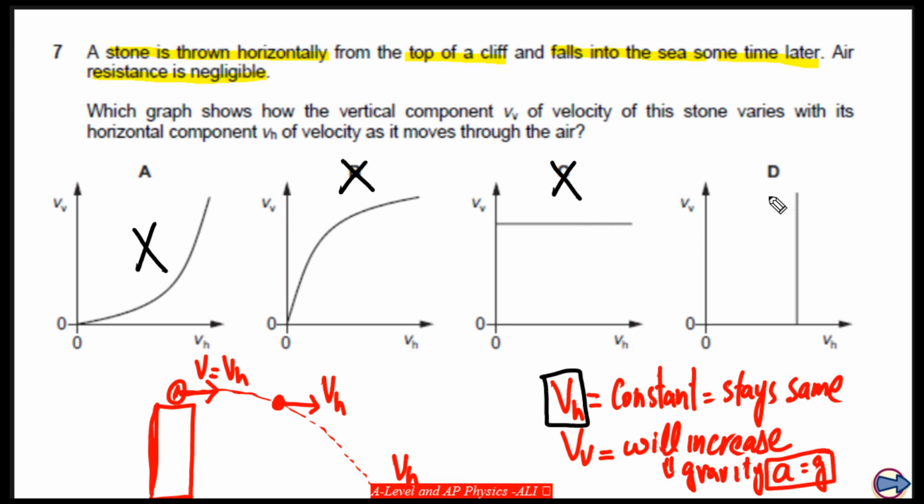Now let's look at option D. What this one is telling us is, if we look at the horizontal component, you can see it is not changing, but the vertical component of velocity is increasing. So this is what we have already said, and it is according to these concepts. So the best possible answer for this question is D, and this is how we can find out. So here is our answer.